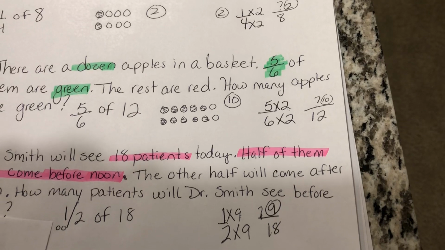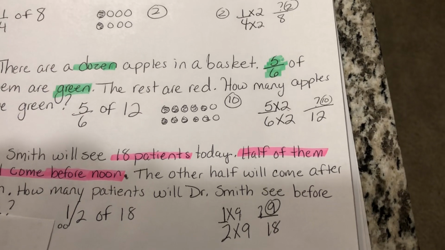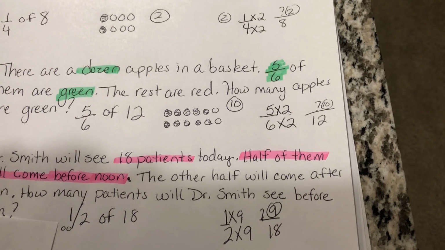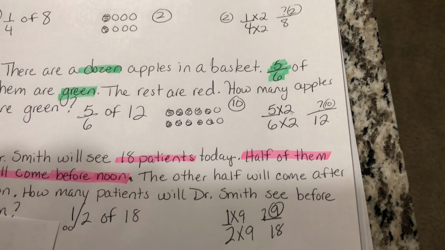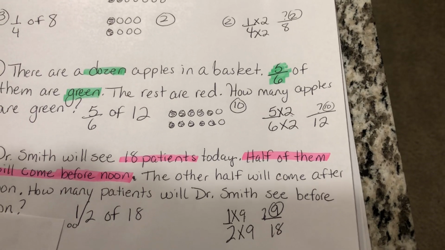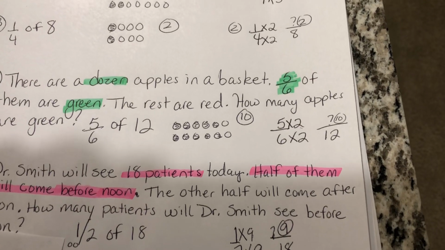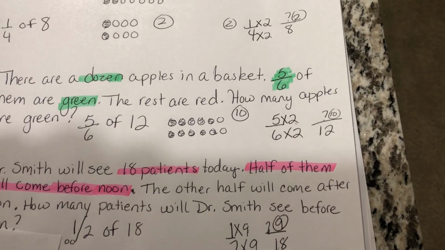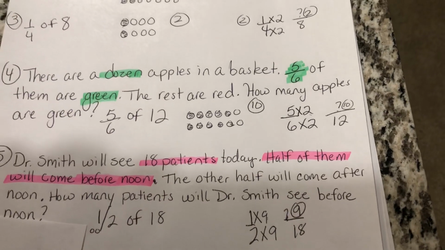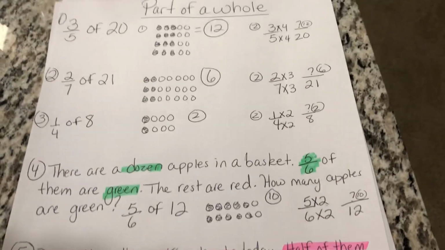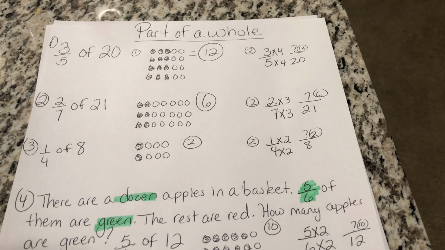So that's why I multiplied 2 by 9. 2 times 9 is 18. I'm also multiplying the 1 times 9. Why? Because there's 9 groups of 2, and each time I shade in one circle. So 1 times 9 is 9. All right, boys and girls, and that is how you find part of a whole.